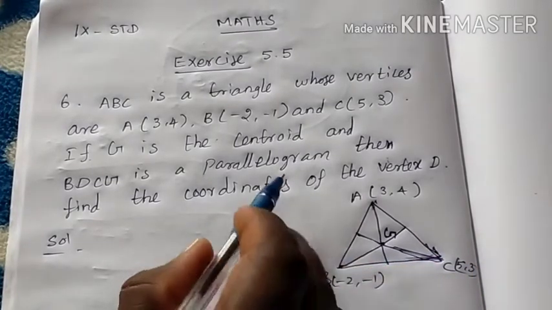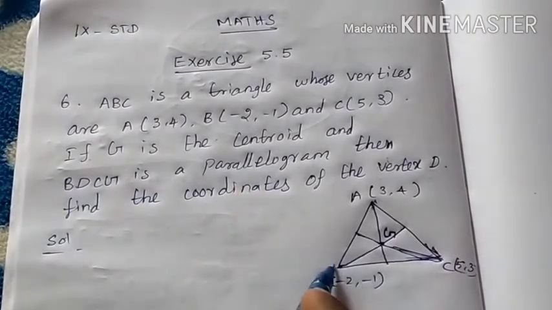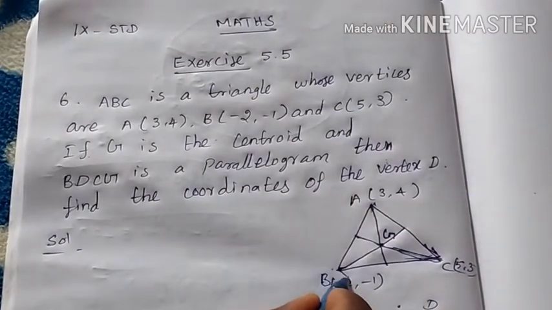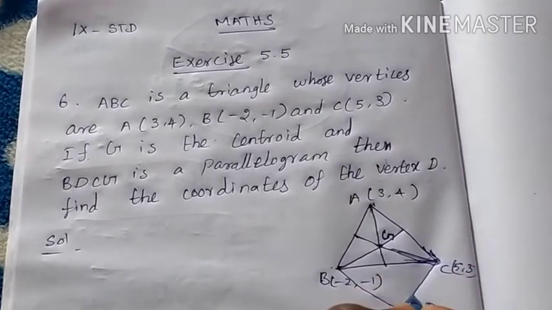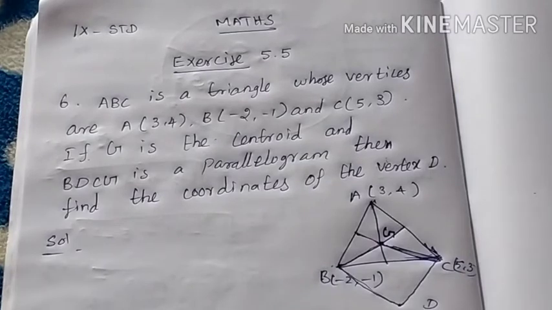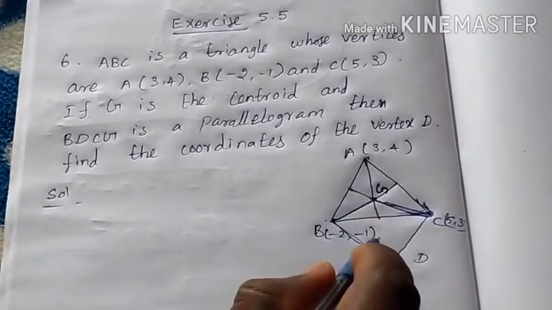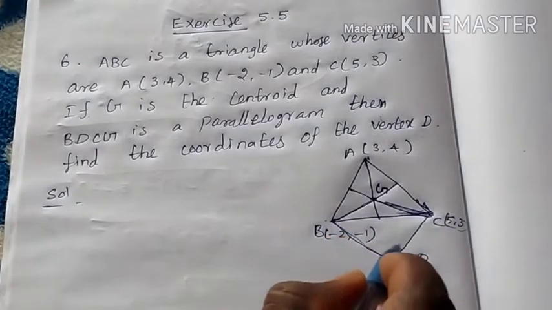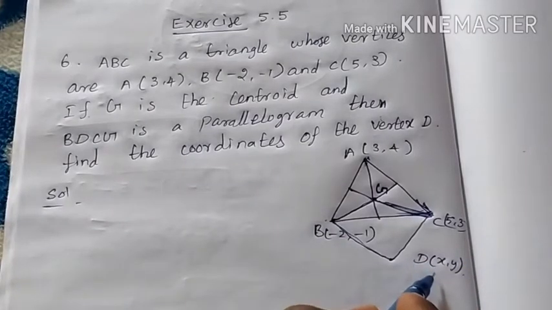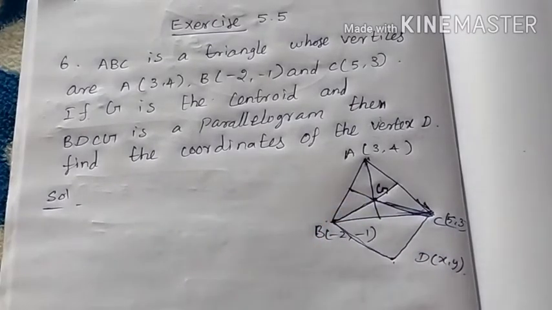Then listen to the question. BDCG is a parallelogram. So here mark the point D. BDCG is a parallelogram. Then find the coordinates of the vertex D. What is the vertex D? This is your question.